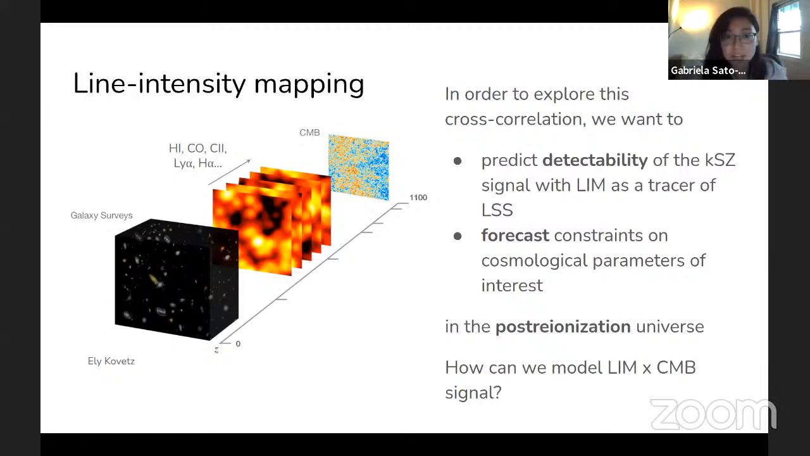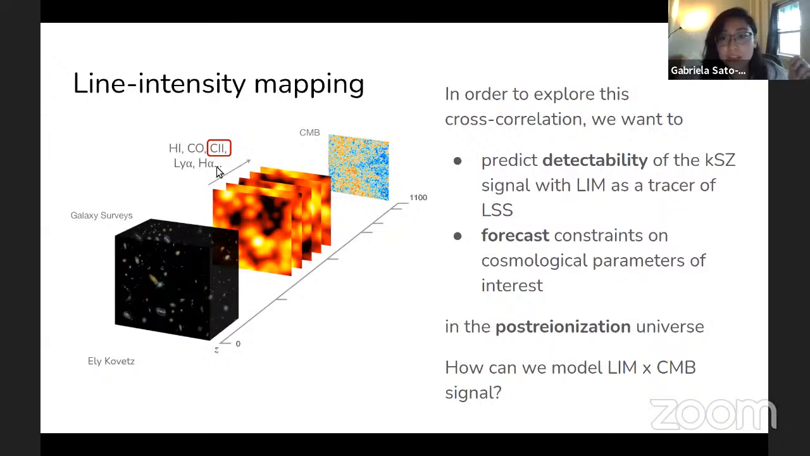But there are, of course, a variety of different atomic and molecular lines that trace different phases of the interstellar and the intergalactic medium over a very large chunk of cosmic history. And so in this work, we focus on the C2 line, which is a very good tracer of star formation. It peaks in this intermediate range, redshift 2 to 3.